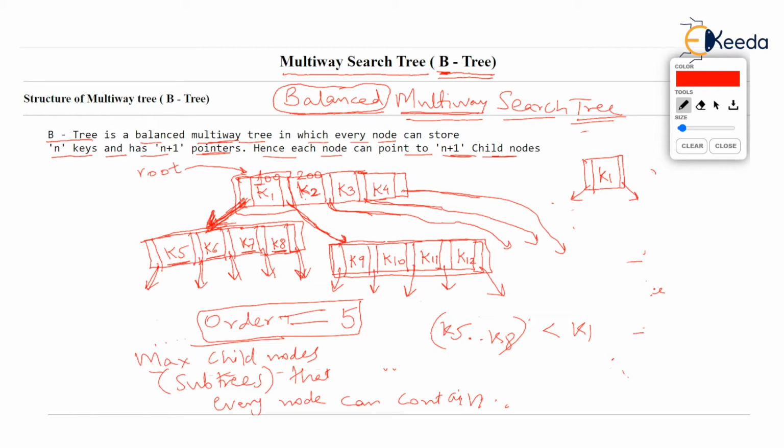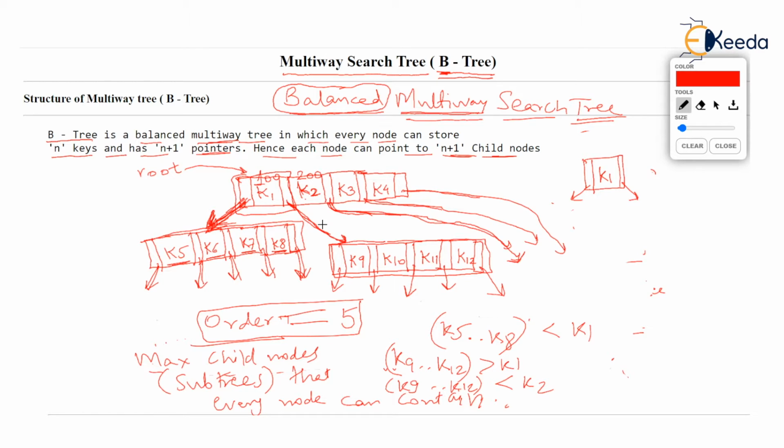All values which are less than K2 are to the left of K2. Also, all values which are greater than K1 are to the right of K1. So you can say K9 to K12 are the keys which are between K1 and K2. Isn't it? K9 to K12 are the keys which are greater than K1, and also less than K2. I hope you understand. So which type of keys are stored in this third child here? Yes, you must have answered it.